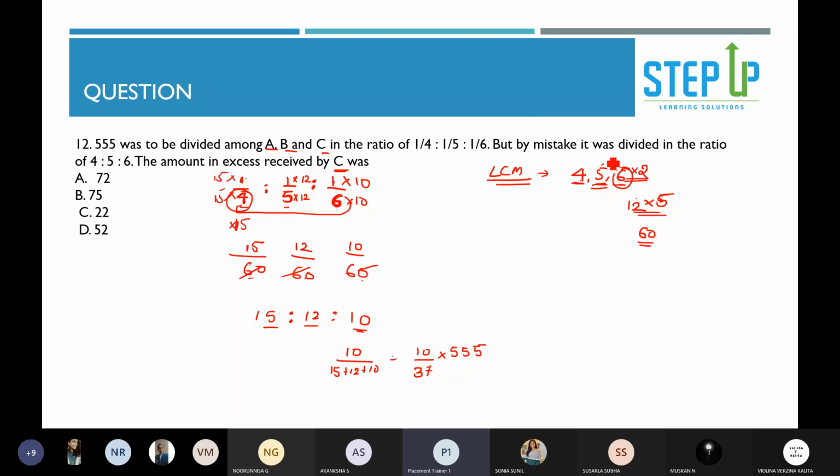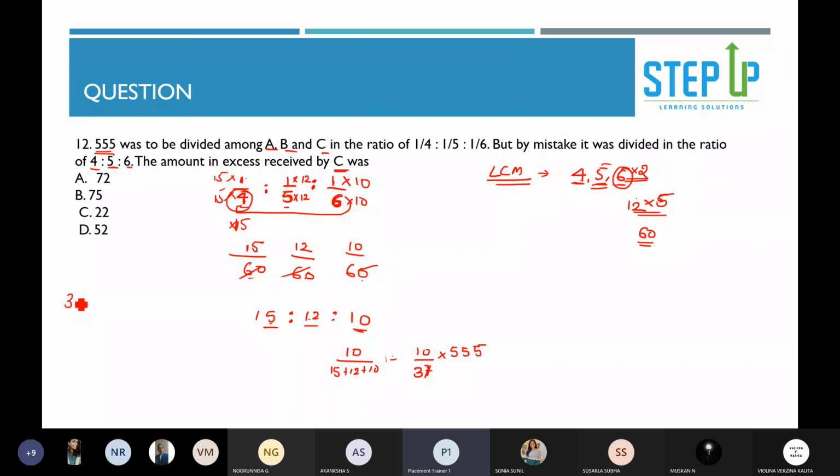But now they're saying, by mistake, it was divided in the ratio of 4 is to 5 is to 6. The amount in excess received by C. So basically, we need to compare C's part. If it was divided in the right ratio, how much would C have received? C would have received 10 parts out of 15 plus 12, 27 plus 10, 37. 10 parts out of 37 of what? 555. Okay. Yes. All right.